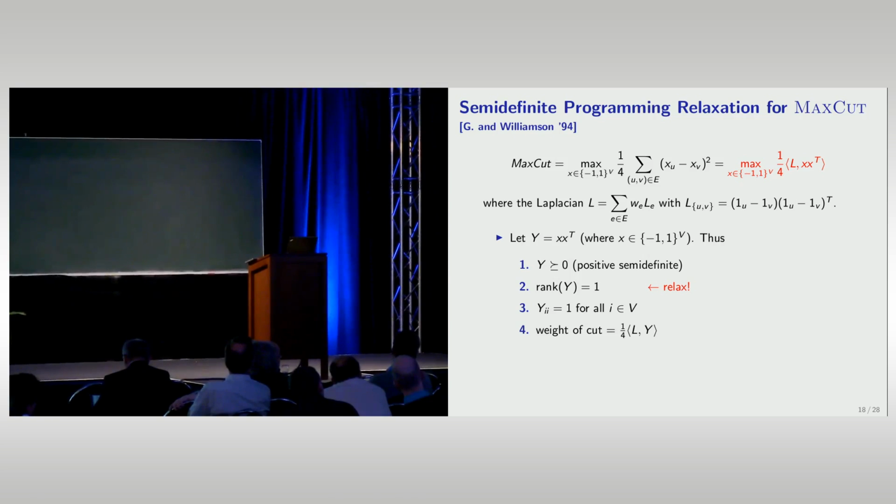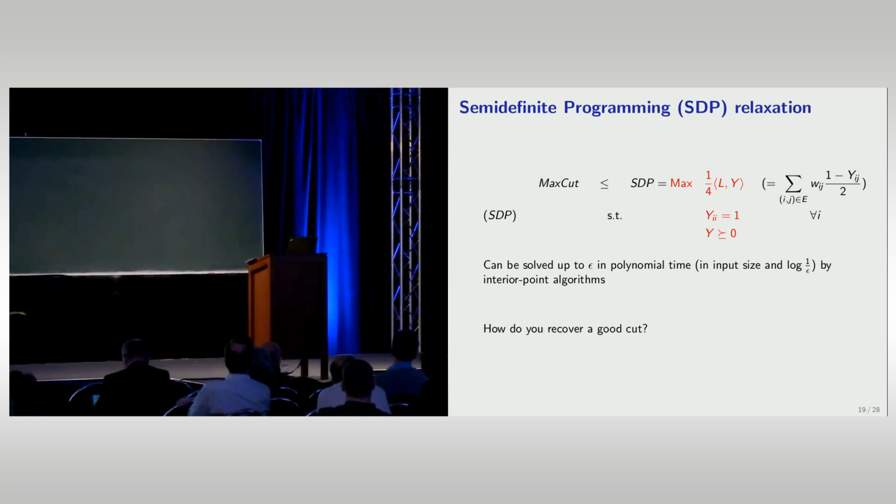So just forget about it. We're optimizing over all matrices that are positive semi-definite, that have diagonal equal to 1, and we're optimizing this linear functional. That's essentially the class of semi-definite programs. That gives you an upper bound. And the nice thing is that you're in the world of nice convexity, duality, and so on. And so you can compute.